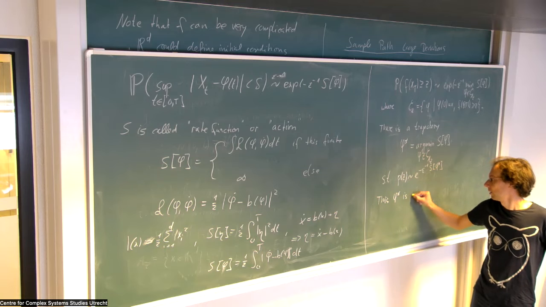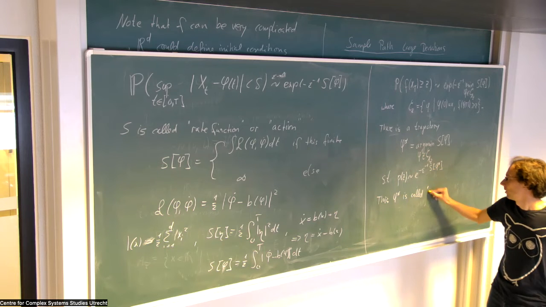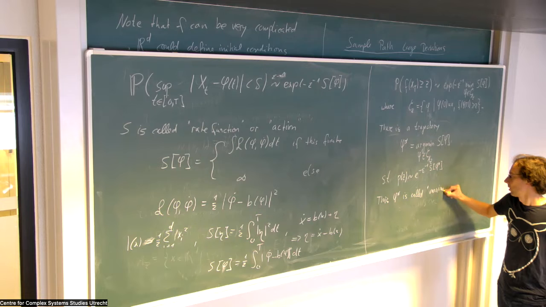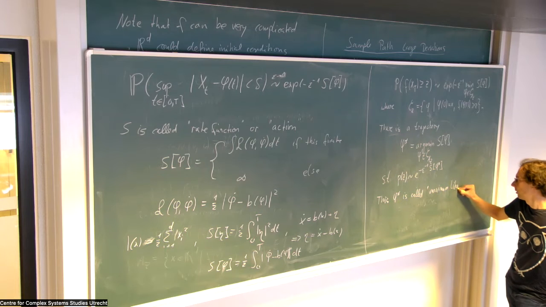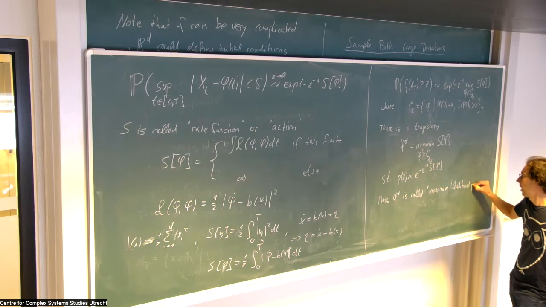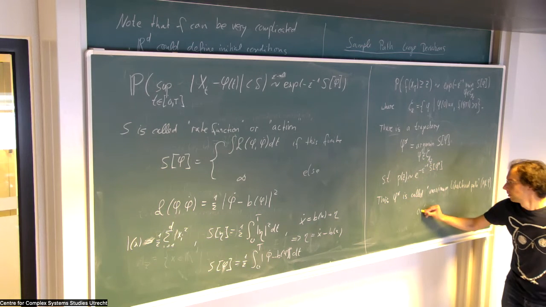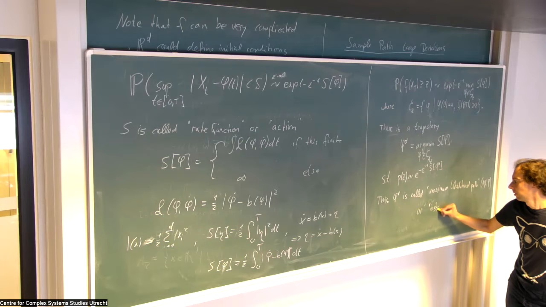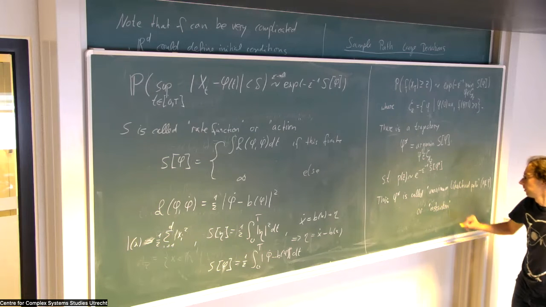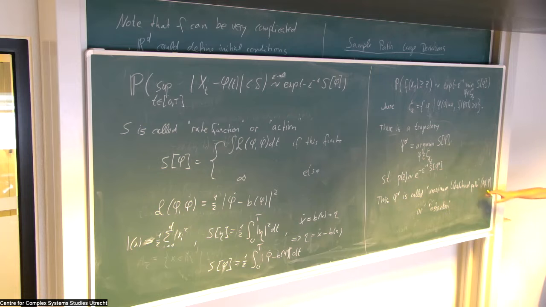This phi star is called the maximum likelihood path or the instanton. Maximum likelihood path is possibly misleading because these are paths of exponentially low probability. They maximize the likelihood of all paths that realize a red event. Therefore, it's a maximum likelihood path, but it is an unlikely path.